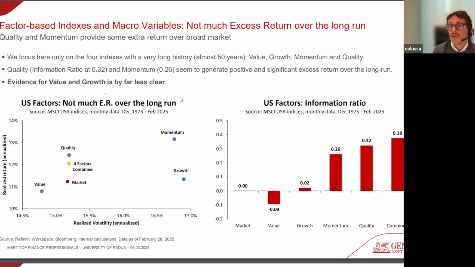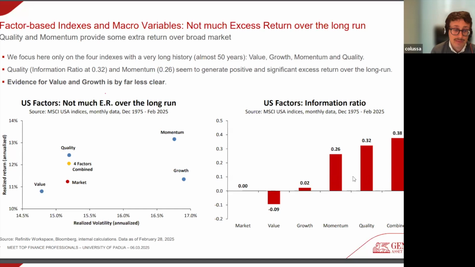This is more evident when we calculate the information ratio for each factor. The information ratio is basically the difference of returns between the factor and the market. So the vertical distance in the chart on the left.